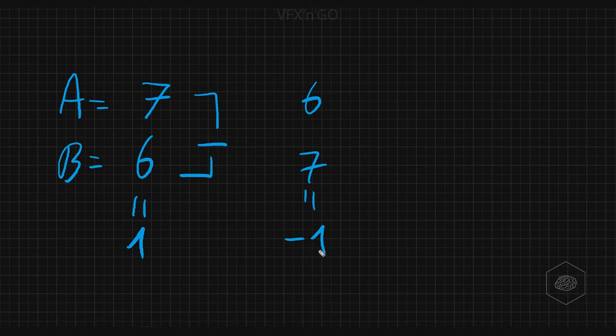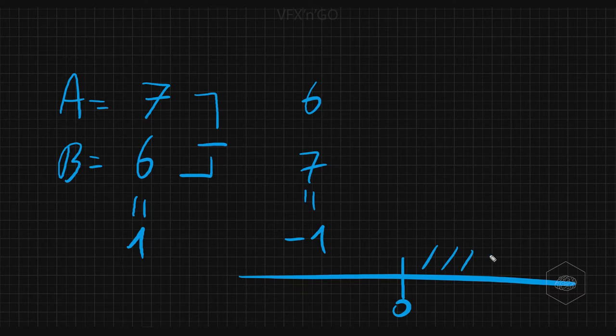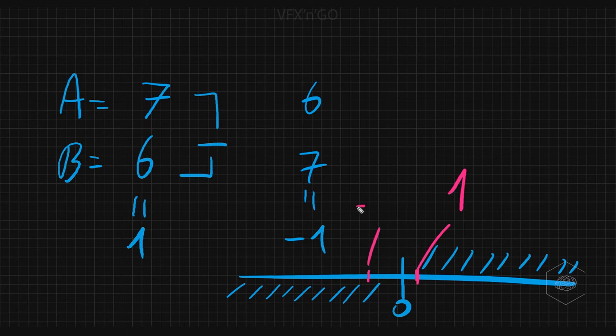It's not the same, because if you have the line, you have the 0, here you have the positive numbers, and here the negative numbers. And you can find, for example, here you can find 1, and here you can find minus 1. It's not the same position, it's not the same result.